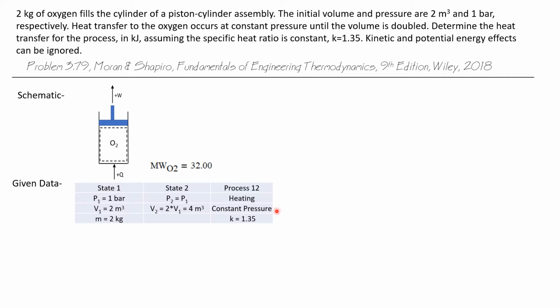It's also undergone at constant pressure, and the ratio of specific heats for this process is K equals 1.35, and I'm going to introduce this in a little mini lesson shortly. While we're at it, we grab the molecular weight for oxygen, which is 32.